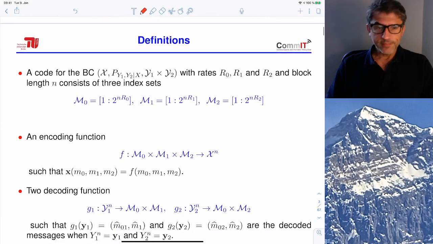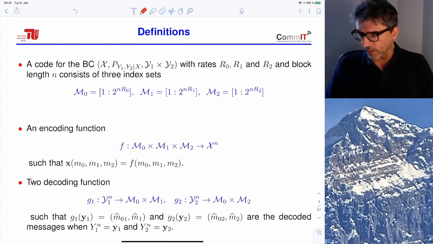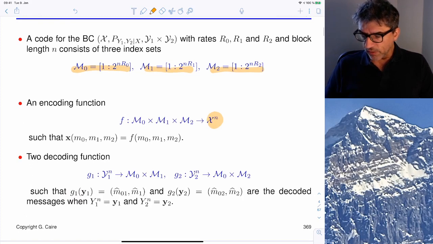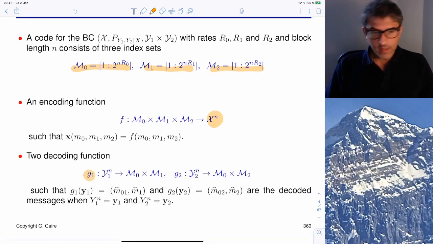So, of course, as usual in information theory, we are interested in the capacity region. So some definitions. A code for the broadcast channel with rates R0, R1, R2, and block length N consists of three index sets: one index set for message 0, one for message 1, one for message 2. An encoding function that maps the triple of messages M0, M1, M2 into code words, which are sequences of length N out of the input alphabet of the channel X. And two decoding functions: one decoder at user 1, G1, that maps the output of user 1, Y1^N, into a decision on message 0 and message 1, and a decoding function G2 at user 2 that does the same thing for user 2.